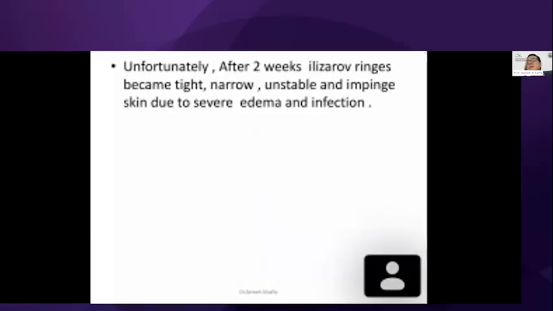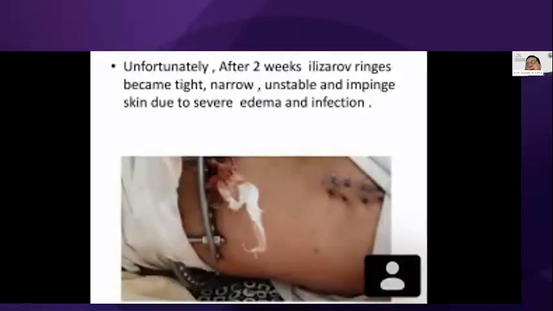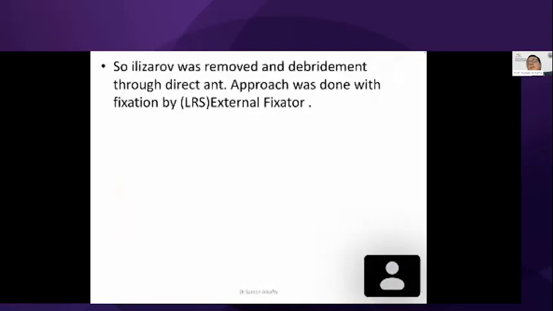Unfortunately, after 2 weeks, the Ilizarov ring became tight, narrow, unstable, and impinged the skin due to severe edema and infection. This is the ring of the Ilizarov. It's more tight on the skin. So the Ilizarov was removed and debridement done through direct anterior approach. Why anterior approach? I don't know. The approach was done with fixation by LRS external fixator.